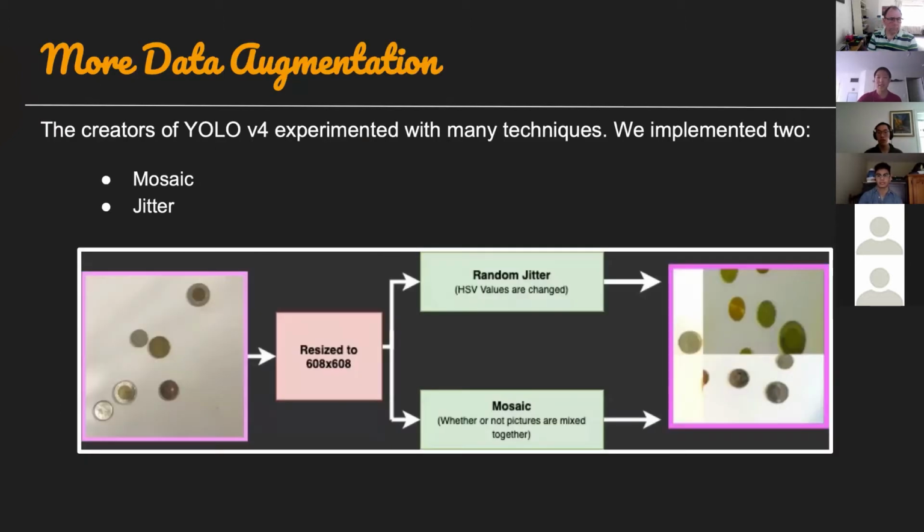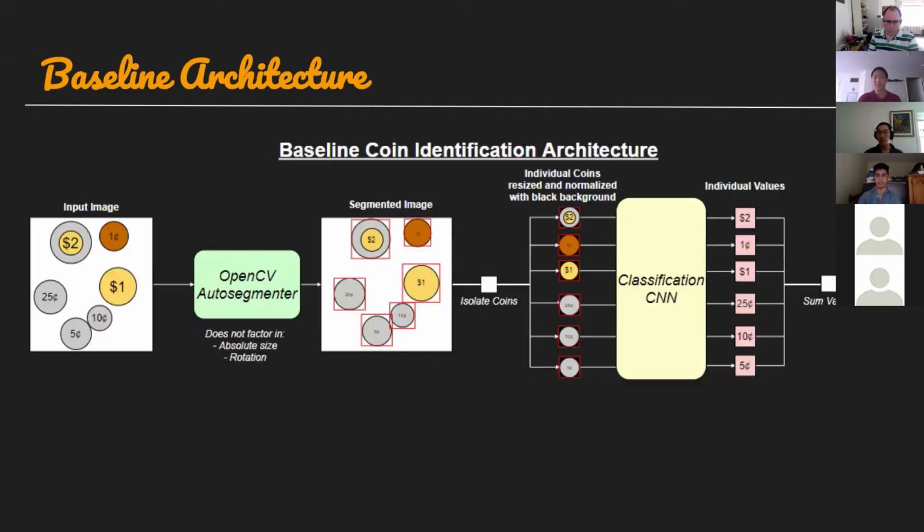We have even more data augmentation. We implemented Mosaic and Jitter. Mosaic combines the images into one at a certain ratio, and Jitter changes the hue, saturation, and brightness values of the photo. And that's it.